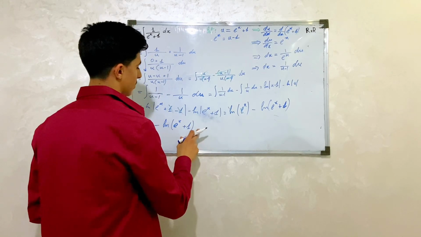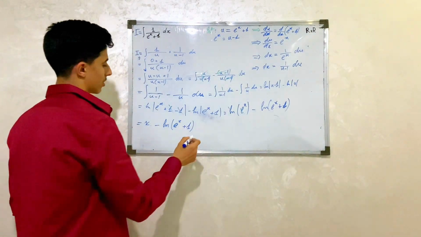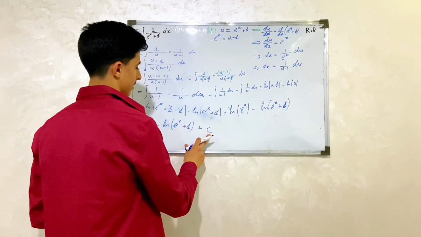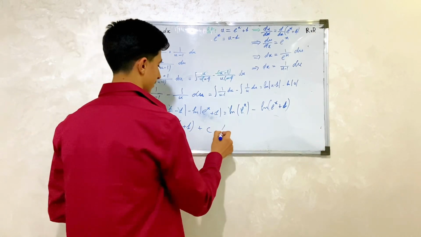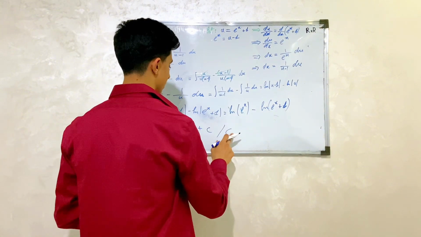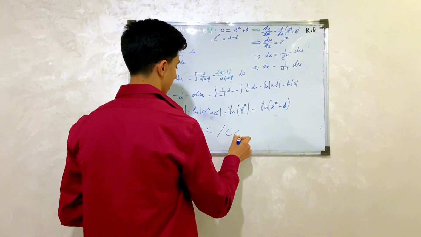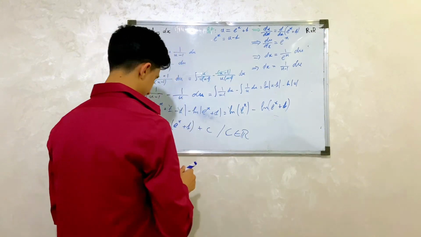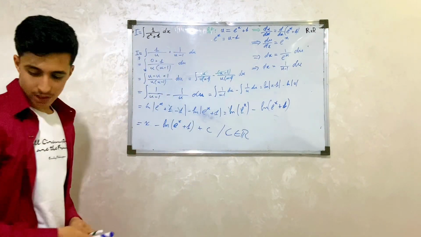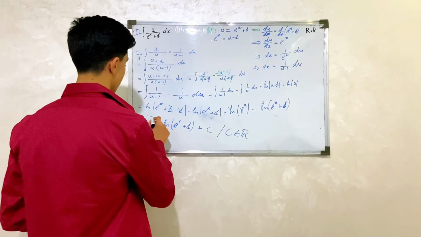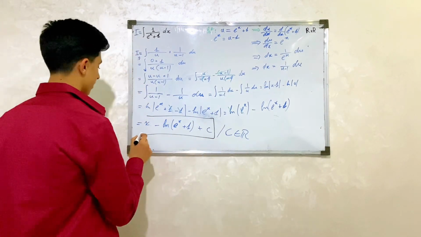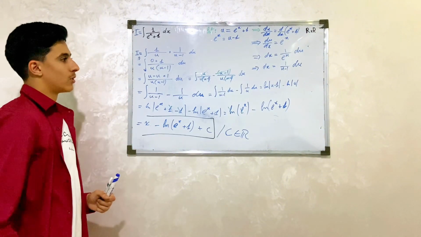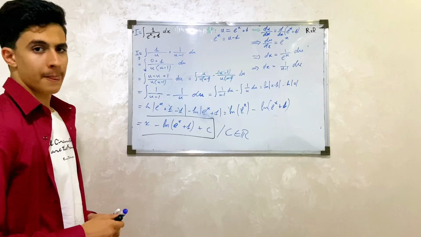And the same thing that we did in the beginning, we can just add another constant because it wouldn't change anything. And this constant can be any real number. And voila, we got the same result as in the beginning. You can box it around. And yes, this is the integral using u substitution.